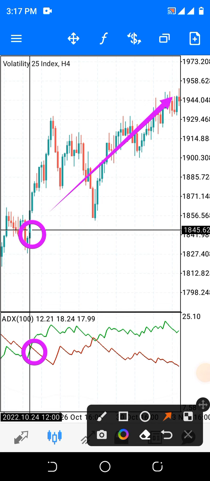Now, one important thing is that whenever you are making any entry, make sure you make use of proper stop loss. Don't initiate any trade without stop loss. Make use of proper stop loss.